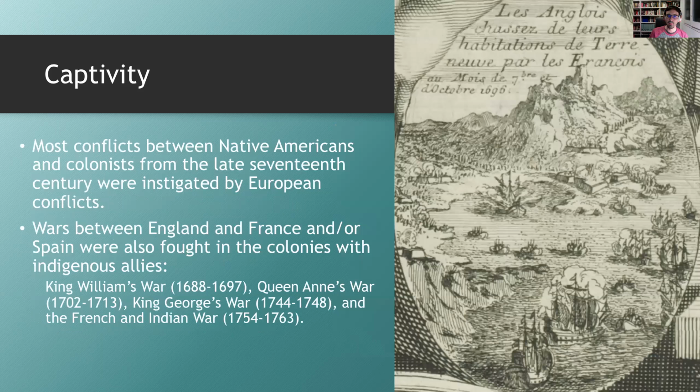Now, most conflicts between Native Americans and colonists, especially after King Philip's War from the late 17th century onward, were always instigated by European conflicts. So it was because the Europeans were fighting wars that they would then drag their respective indigenous allies into fighting each other. So wars between England and France and or Spain were also fought in the colonies, and we have a series of wars throughout the better portion of a century, affecting the New World as well.